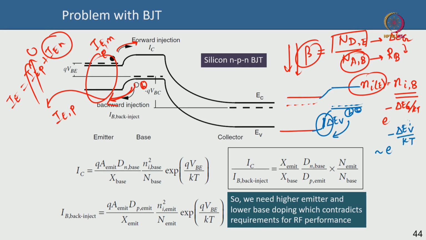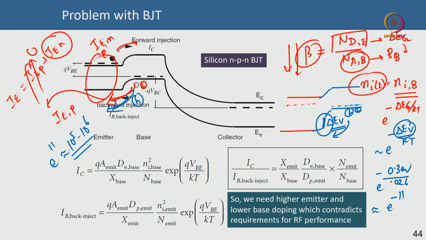That is a huge thing, because the delta EV, even if there is say 0.3 eV, suppose 0.3 eV, then e to the power minus 0.3 by 0.026, that is around e to the power minus 11. So, which means the back injected component of hole is suppressed by e to the power 11 times. Now, e square is roughly 10, you can say. So, this is like 10 to the power 5 or 10 to the power 6, almost a million times. Your back injected current component is suppressed by almost a million times just by having 0.3 electron volt of valence band discontinuity between the emitter and the base.